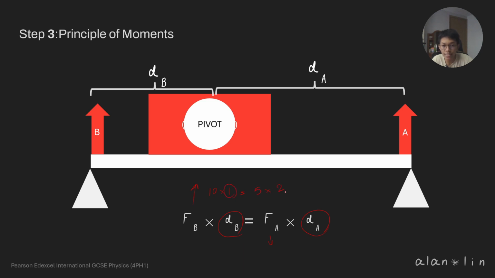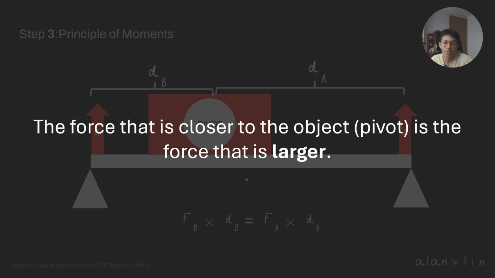Because 1 is less than 2, it must be multiplied by an integer that is much larger than the integer to which 2 is multiplied in order for the products to be equal. So I hope that little arithmetic example helps you visualize how this works. And generally, the force that is closer to the object, which in this case is going to be the pivot, is the force that is larger.